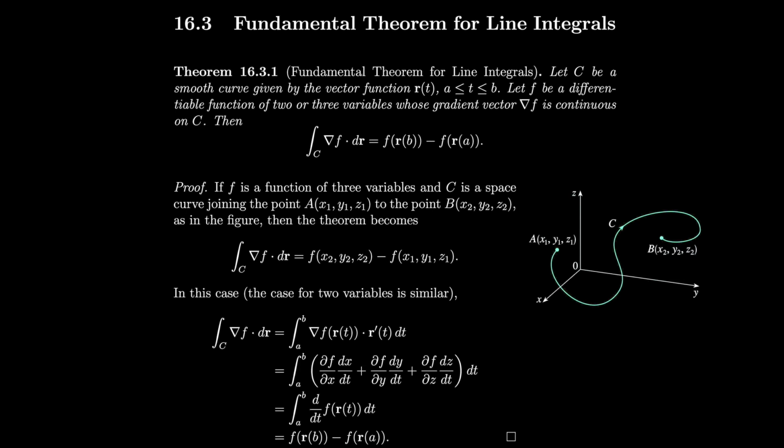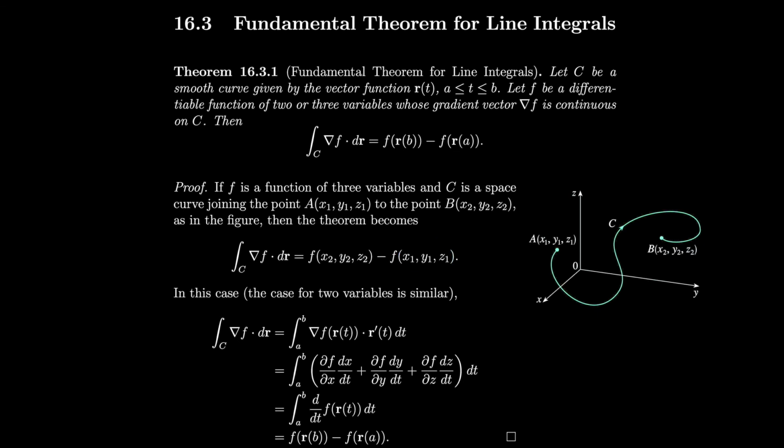So just like our fundamental theorem of calculus. Let's see if we could prove this real quick. So we have our f, our function of 3 variables. We have C, our space curve, which joins point A given by x1, y1, z1 to a point B, x2, y2, z2. So our theorem becomes the line integral equal to f evaluated at the endpoint. r of b is now just x2, y2, z2, and r of a is just x1, y1, z1, because that's where our points point to at those endpoints.